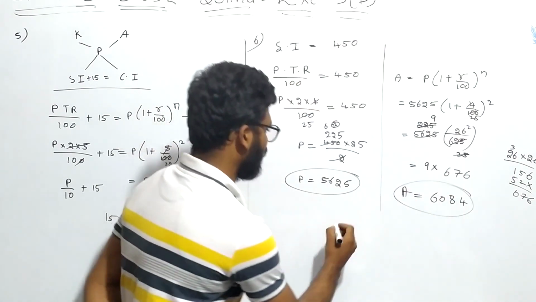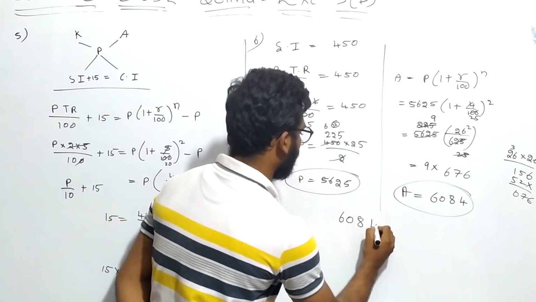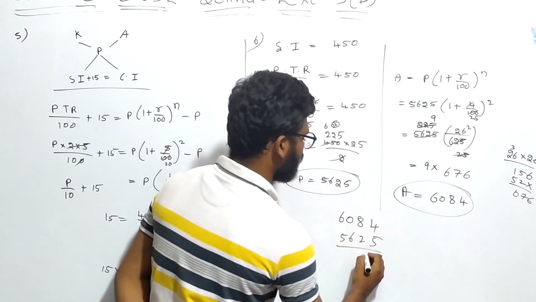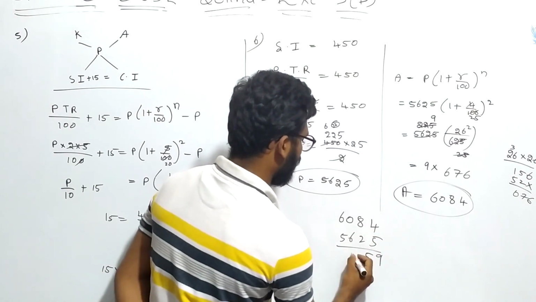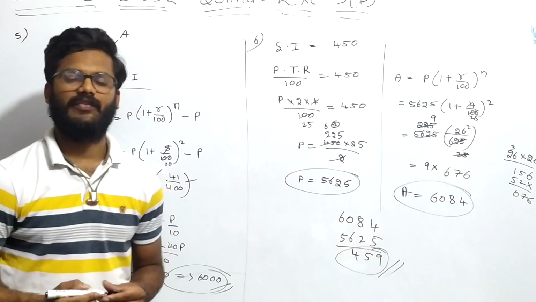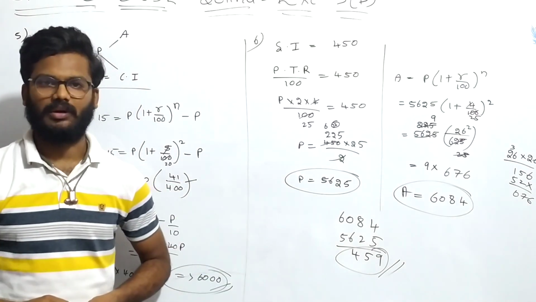Therefore, compound interest is nothing but 6084 minus 5625. So the difference is 459, sorry, the compound interest is 459.